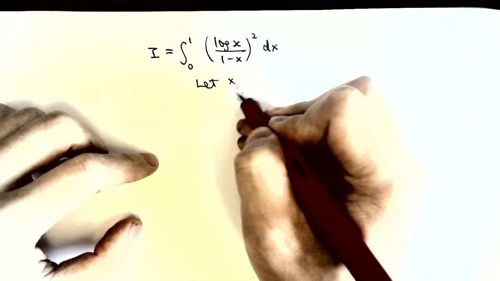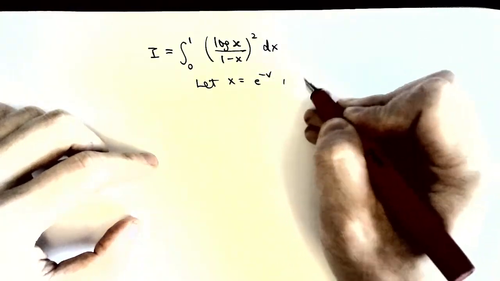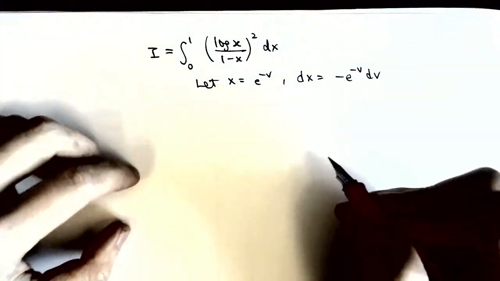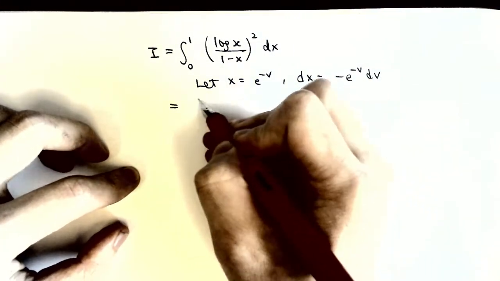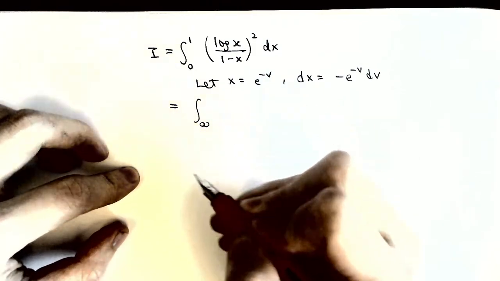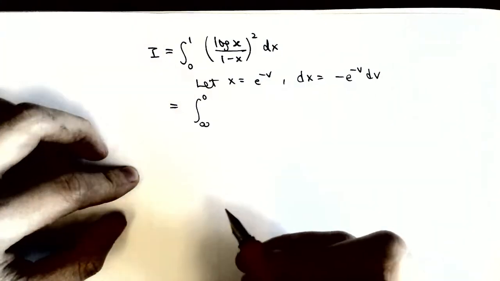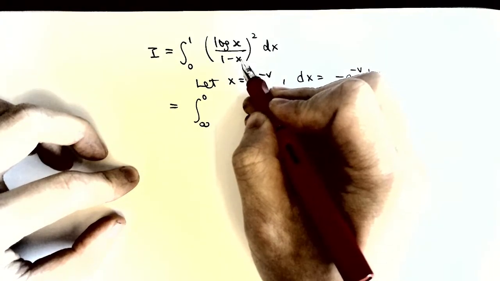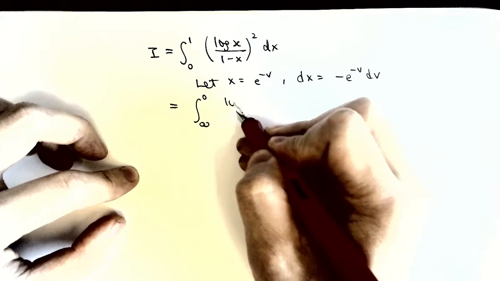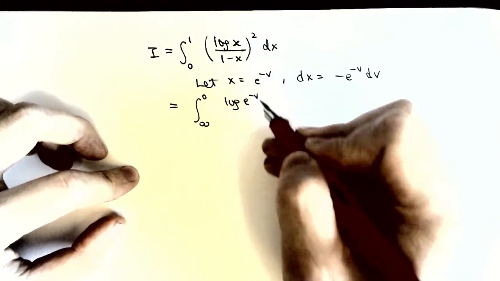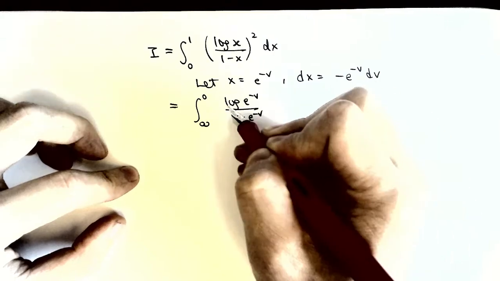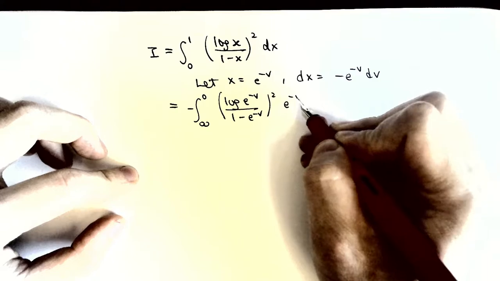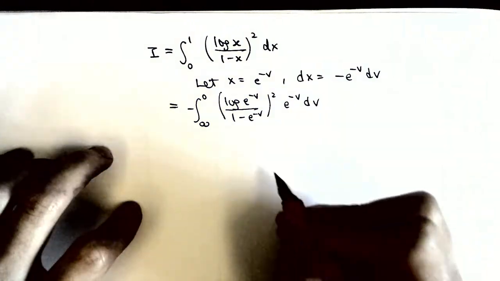We let x equal e to the power of minus v, and then dx will be minus e to the minus v dv. So after these substitutions, the upper limit will become infinity, and the lower limit will be 0. And then we put everything into the integrand. That will be e to the minus v here, and then (1 minus e to the minus v) all squared, and then dx is just minus e to the minus v dv.